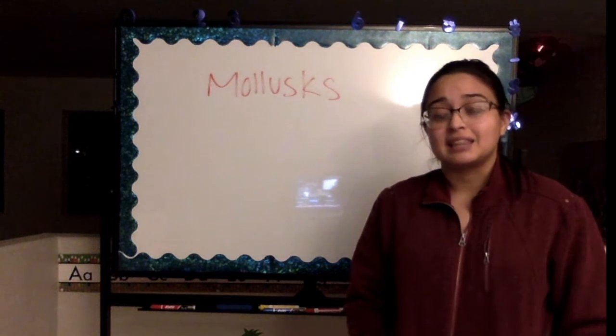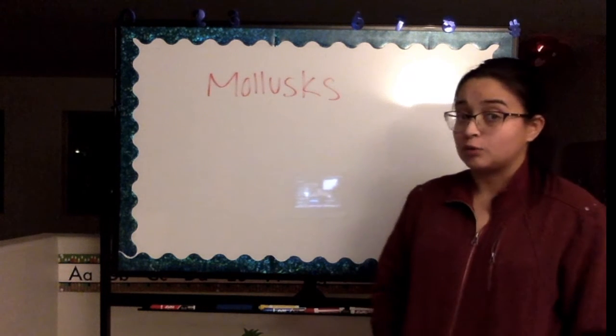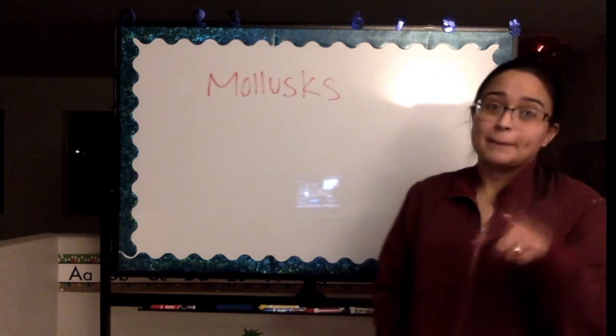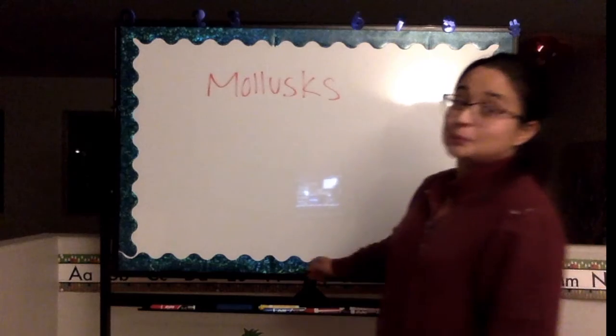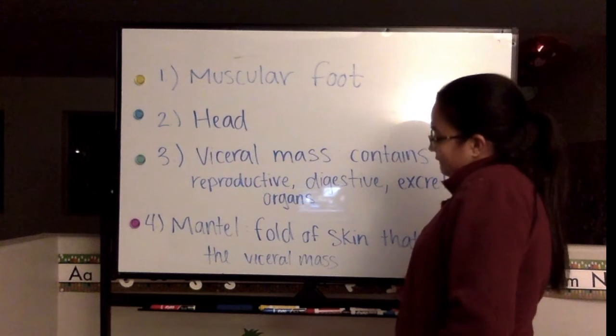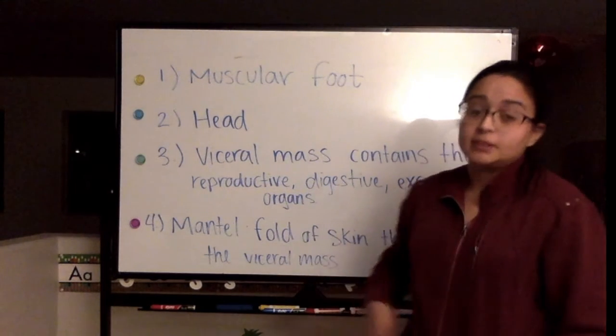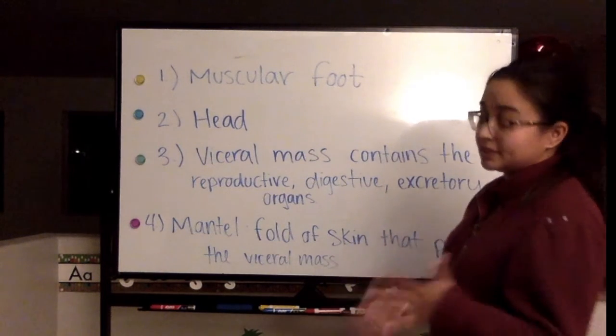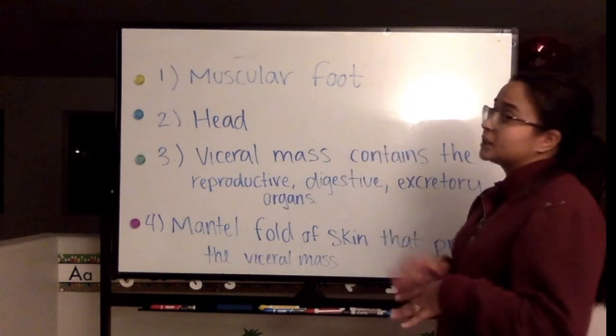mollusks. They actually are all formed of 4 major body parts, okay? Make sure you're ready to take note of this. It's important. So, the 4 major body parts that a mollusk consists of is the muscular foot.